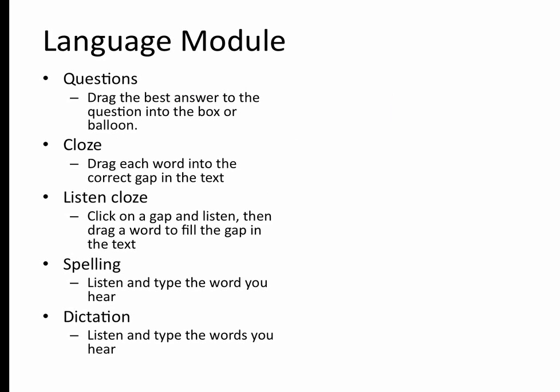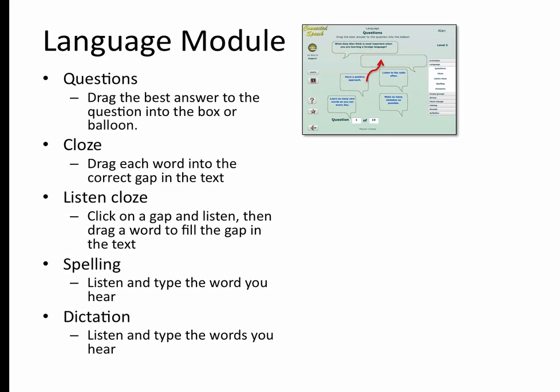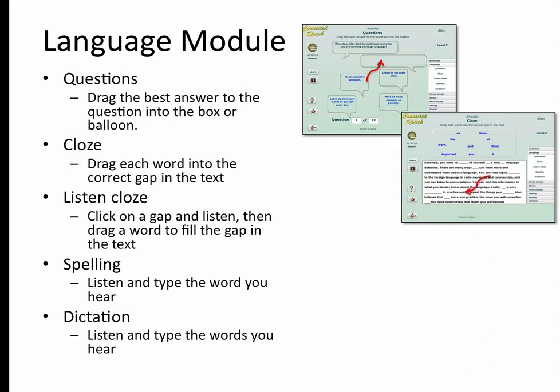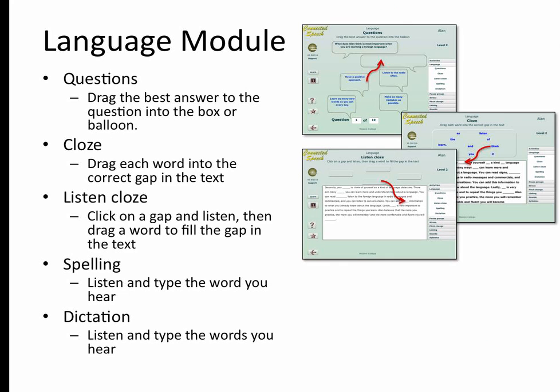Let's look at some modules. The language module starts out with comprehension questions. Drag the best answer to the question into the box or balloon, or choose the correct answer. Close: you read the text, and you drag each word into the correct gap in the text. Listening close: you click on a gap to listen, then drag a word to fill the gap in the text.